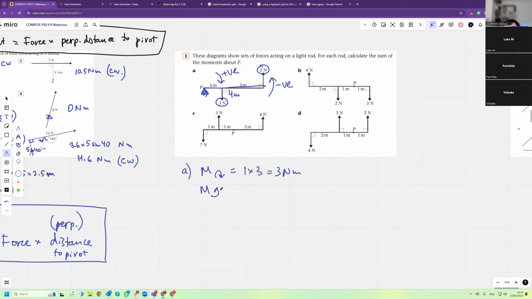The anti-clockwise moment is equal to 2 newtons times 4 meters, because that's the distance from the pivot, so that's 8 Newton meters. The total is 3 minus 8. We don't have to choose that, but I've chosen that clockwise is positive, anti-clockwise is negative. It's minus 5 Newton meters. Yeah, what about you, Vishaka?